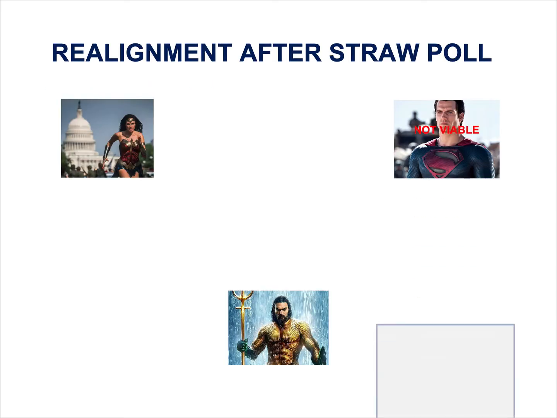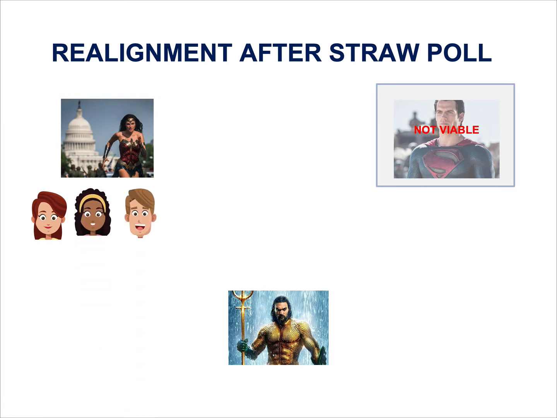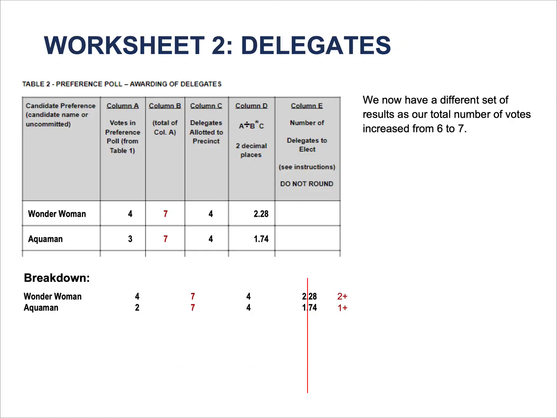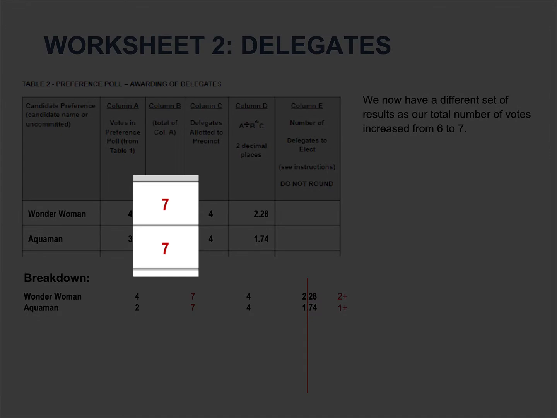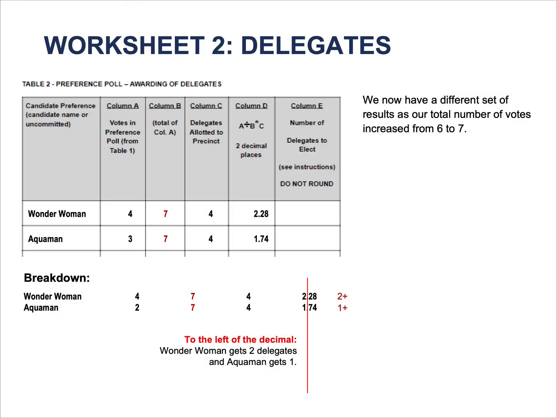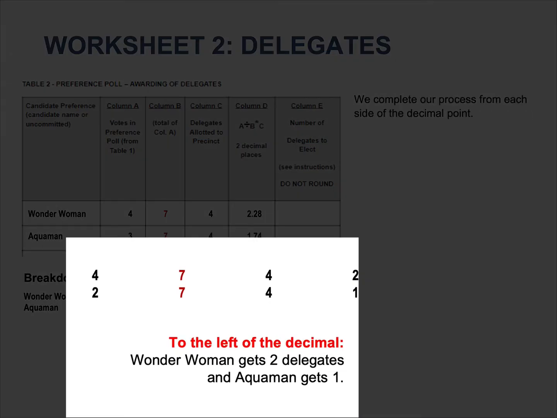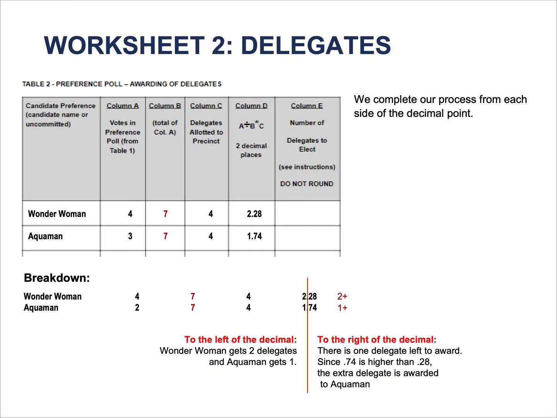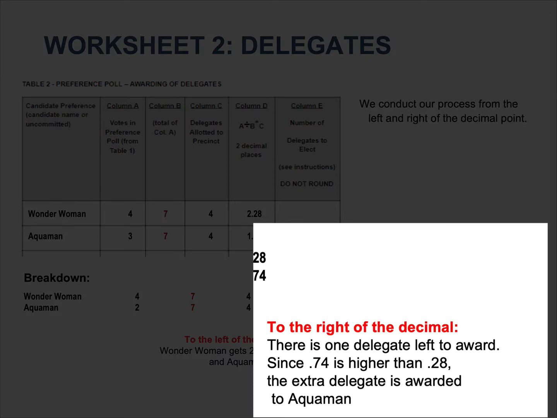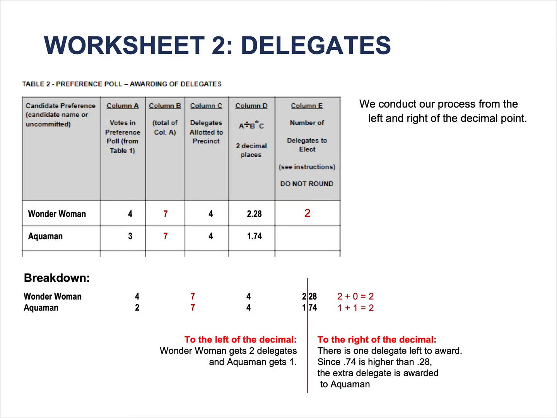But let's say after the straw poll, after Superman was not viable, his voter decided to realign with Aquaman. Now you can see that our total number of delegates is 7, and it realigns the math a little bit. So in this case, Wonder Woman still gets her 2 delegates and Aquaman gets 1, but this last delegate is awarded a little bit differently. Since 7.74 is higher than 0.28, Aquaman now gets 2 as well as Wonder Woman.